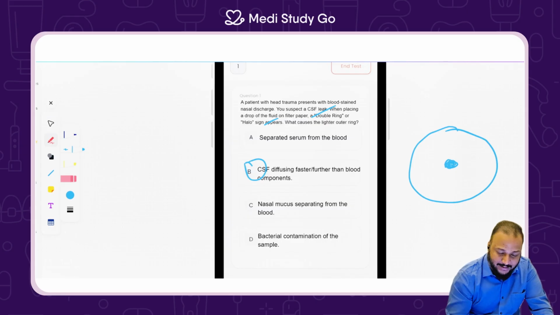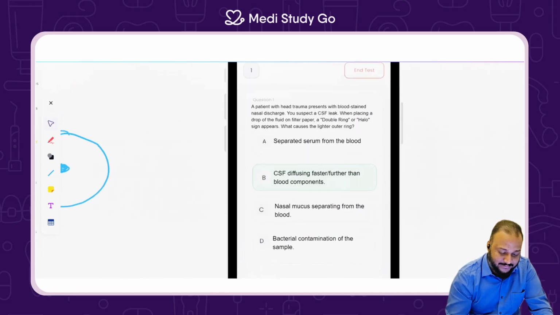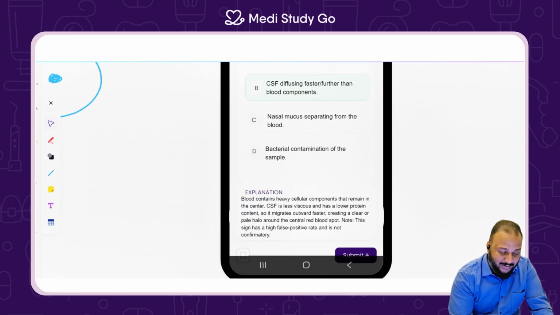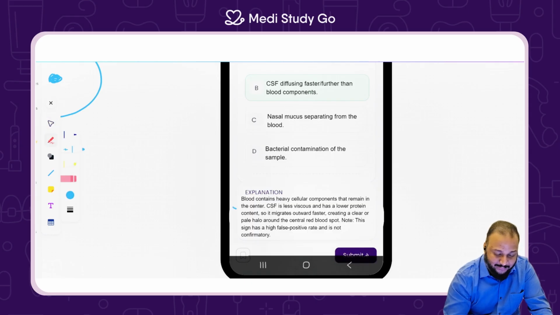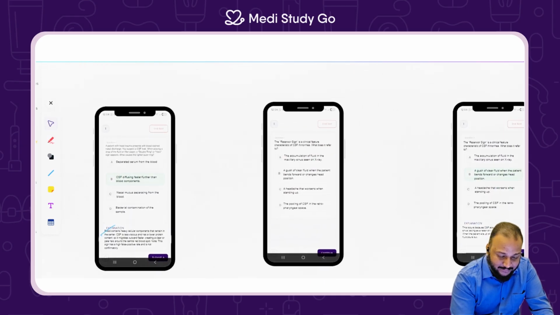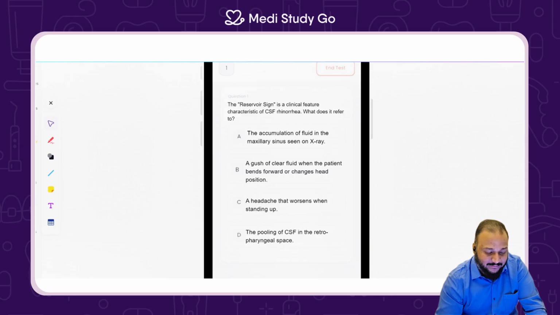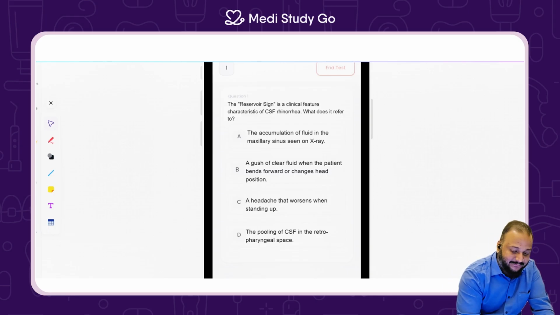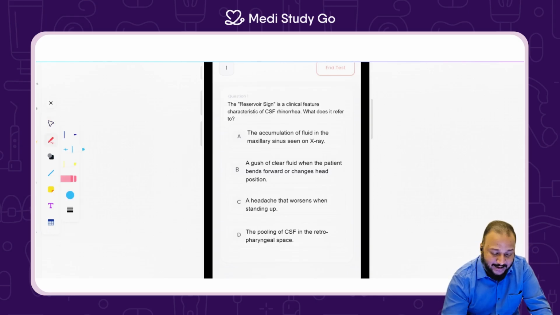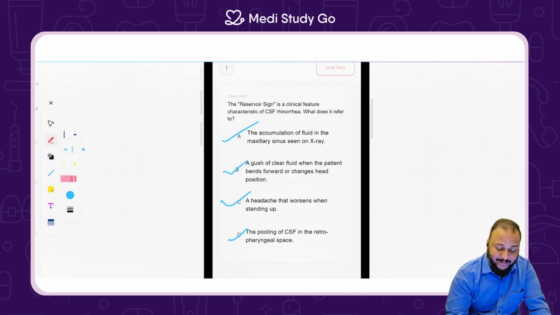So, let's see if we have the correct answer here. Of course, we have the correct answer. All right, the blood contains heavy cellular components that remain in the center, and CSF is less viscous and therefore it migrates outward. All right, next question that we have over here is, the reservoir sign is a clinical feature of CSF rhinorrhea. What does it refer to? Accumulation of fluid in the maxillary sinus, gush of clear fluid when the patient bends forward, headache that worsens, and pooling of CSF in the retropharyngeal area.